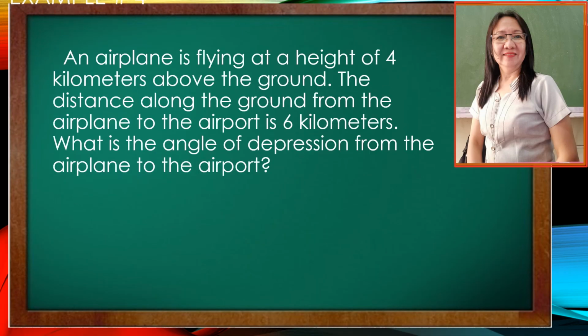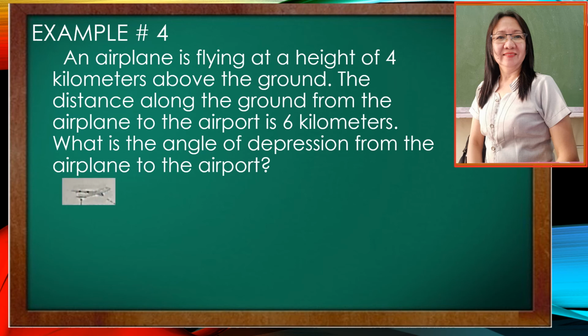Now let me give you our example number 4. An airplane is flying at a height of 4 kilometers above the ground. The distance along the ground from the airplane to the airport is 6 kilometers. What is the angle of depression from the airplane to the airport?